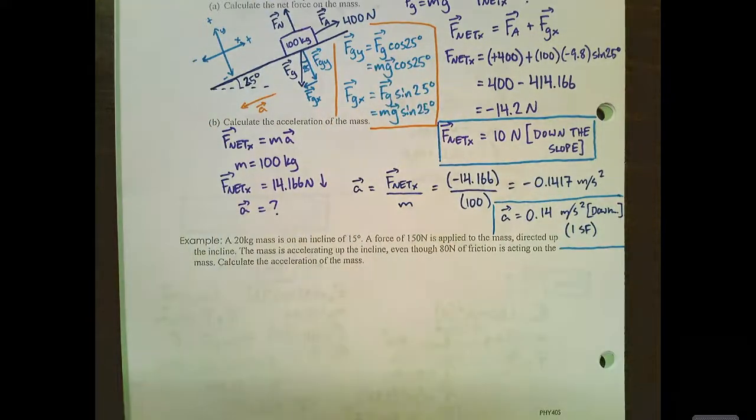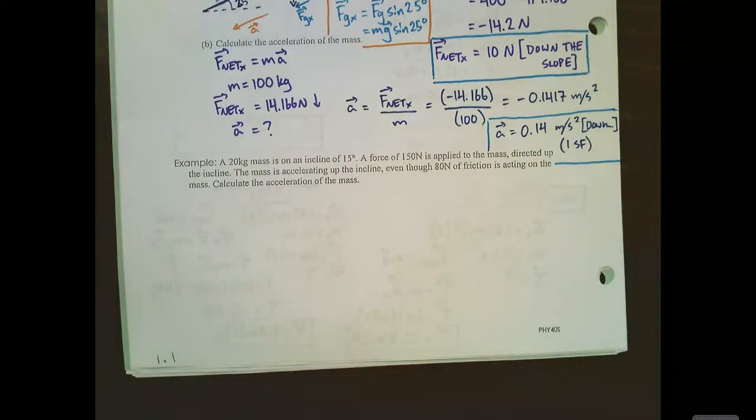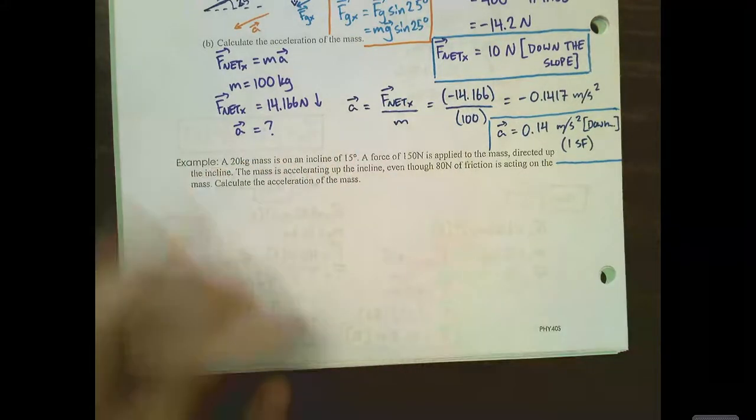Okay, so that brings us to example number 2. And in this case, we'll have a similar setup, a similar question, but we have a friction force acting on the object as well. So let's take a look at how that changes things. A 20 kilogram mass is on an incline of 15 degrees.